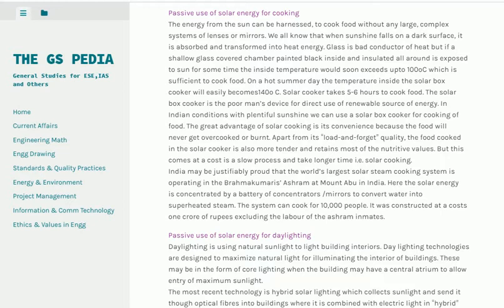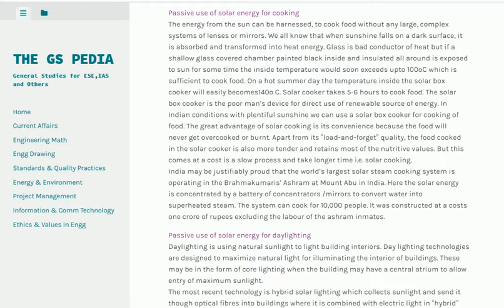Glass is a bad conductor of heat, but if a shallow glass-covered chamber painted black inside and insulated all around is exposed to the sun for some time, the inside temperature would soon exceed 100 degrees, which is sufficient to cook food. On a hot summer day, the temperature inside the solar box cooker will easily become 140 degrees. A solar cooker takes 5-6 hours to cook food.